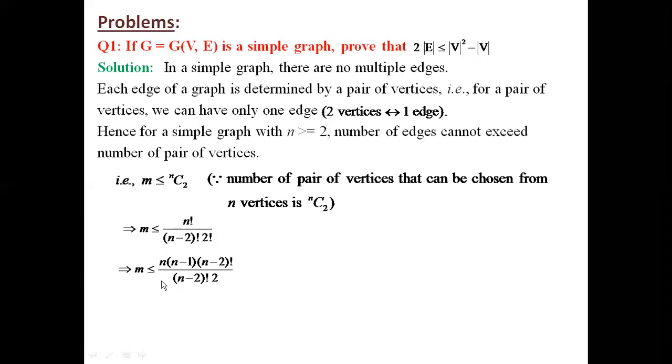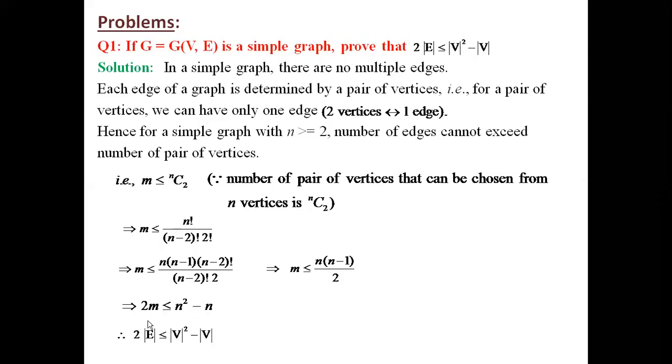So m is less than or equal to, the numerator can be expanded as n into n minus 1 into n minus 2 factorial. The denominator I have retained as it is. So this simplifies to m less than or equal to n into n minus 1 divided by 2. Cross multiplying 2 to the other side, we obtain 2m is less than or equal to n square minus n.